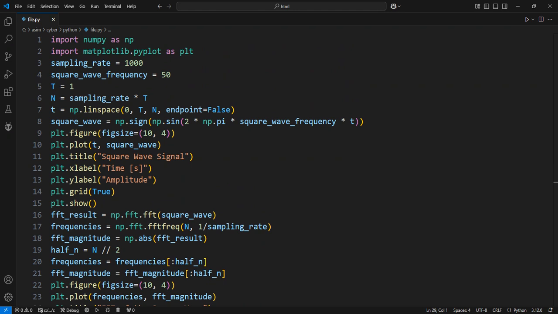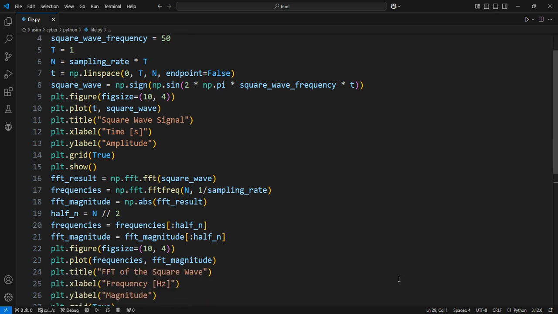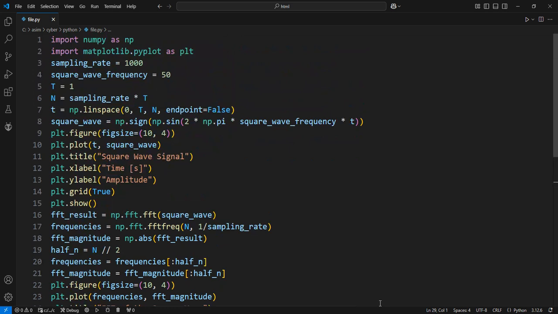Let's clean up the explanation further. A square wave contains only odd harmonics. The amplitudes of these harmonics decrease with frequency, inversely proportional to the harmonic number. This is an important concept in signal processing, as it shows how complex signals can be constructed from simpler ones.